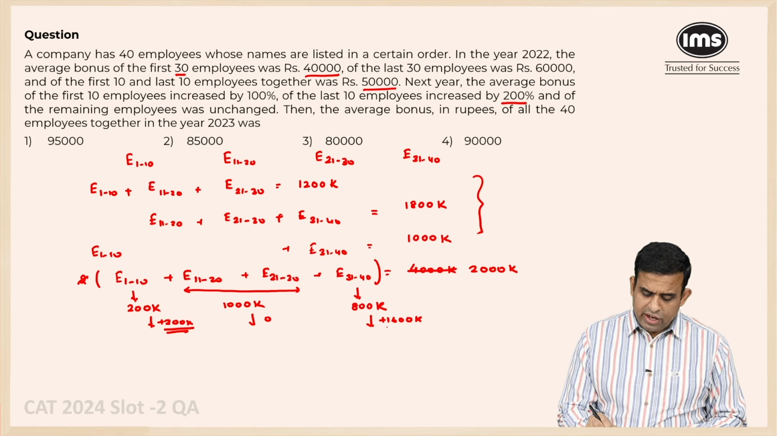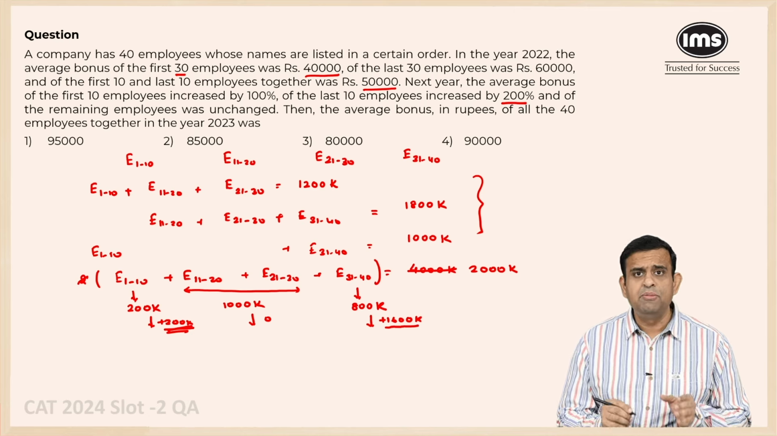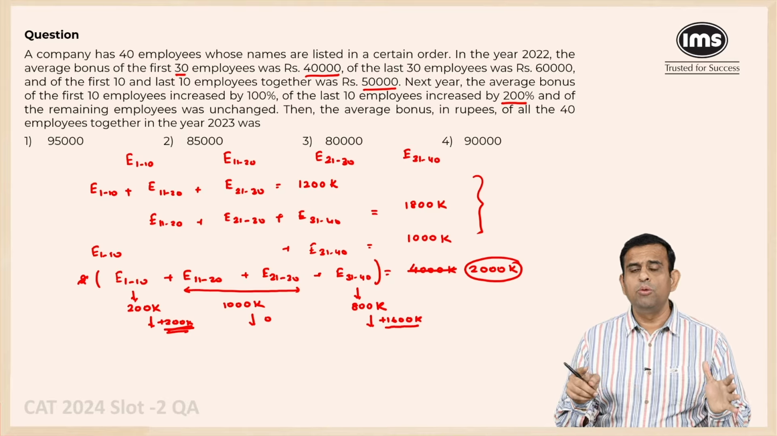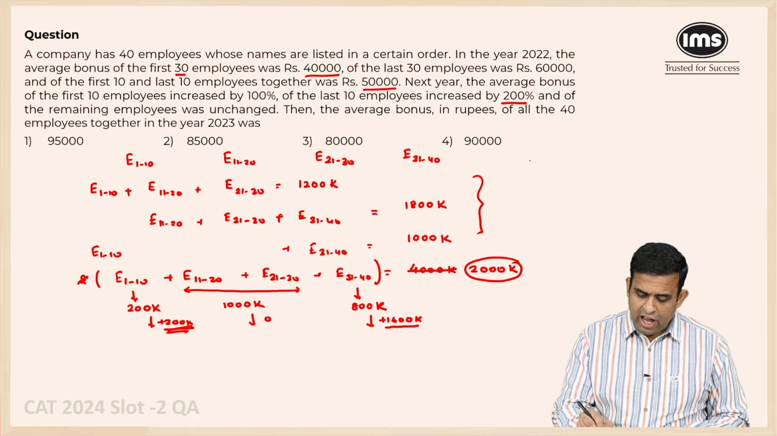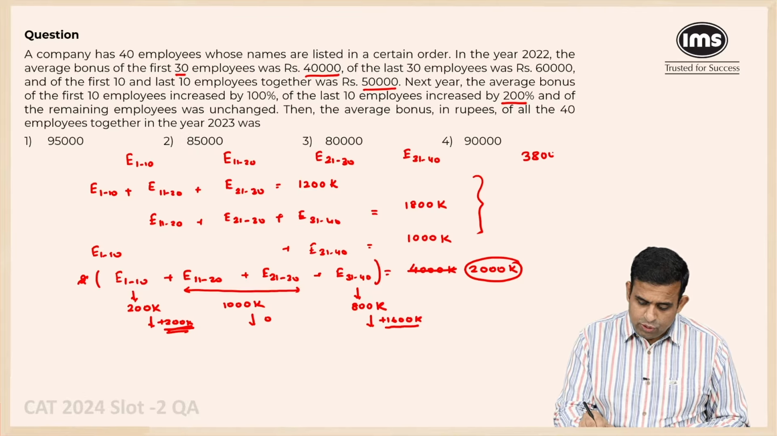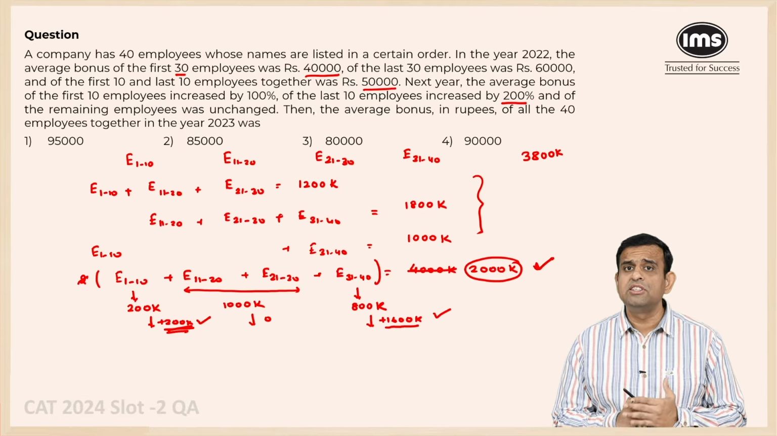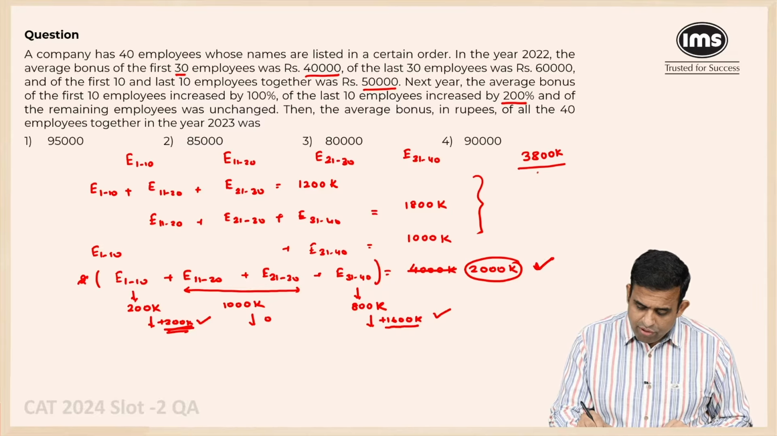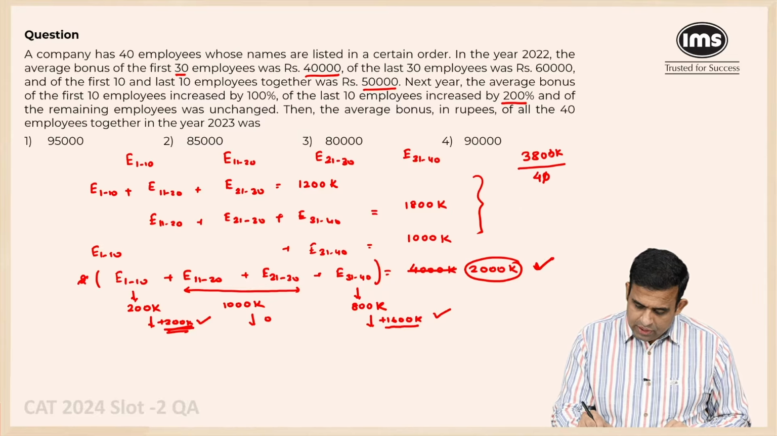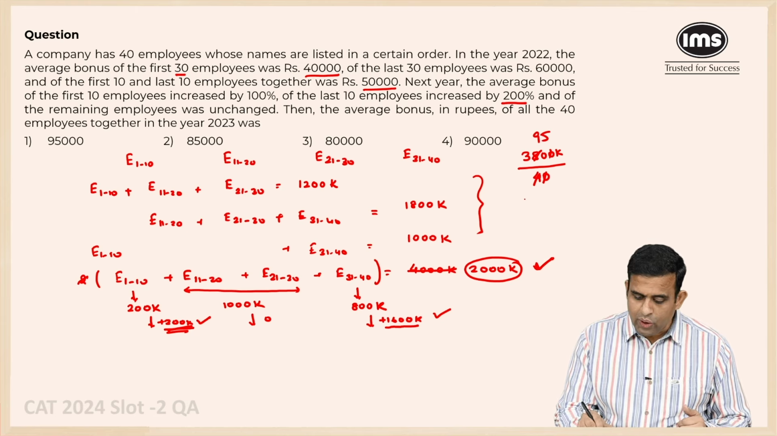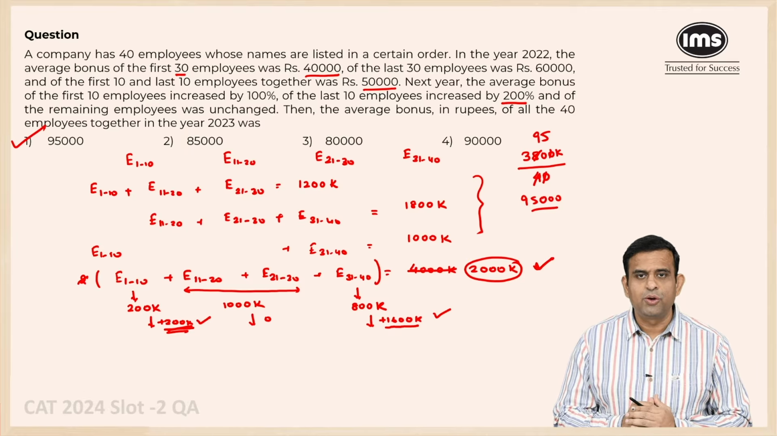So how much is the increase? If you look at 1600k plus 200k, that means an increase of 1800k over 2000k, which means the total bonus of all the 40 employees next year happens to be 3800k. This was the old bonus, and now we are adding the increment part, giving you 3800K, or 38 lakhs. Divide by 40, that's my average. This will become 95K. But since they want the answer in terms of rupees, the required answer has to be 95,000. Hence, option number 1 is the required answer for this particular question.